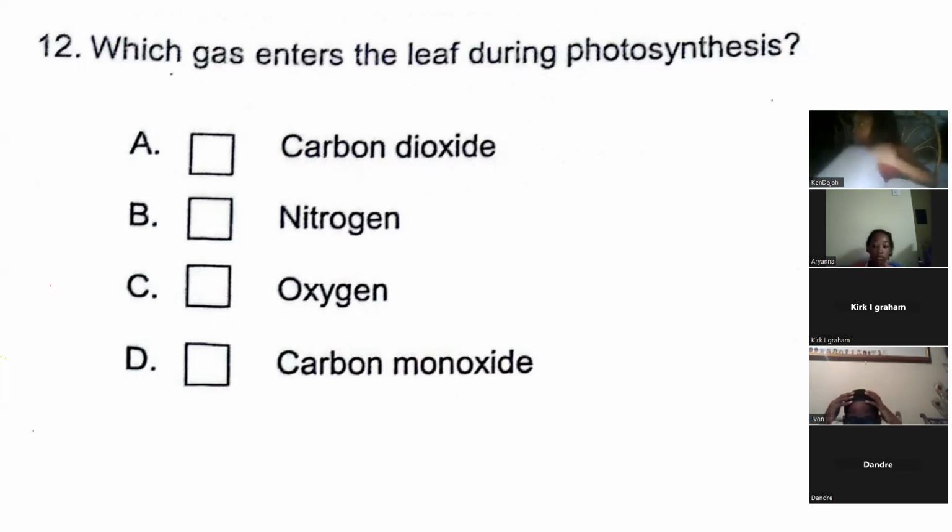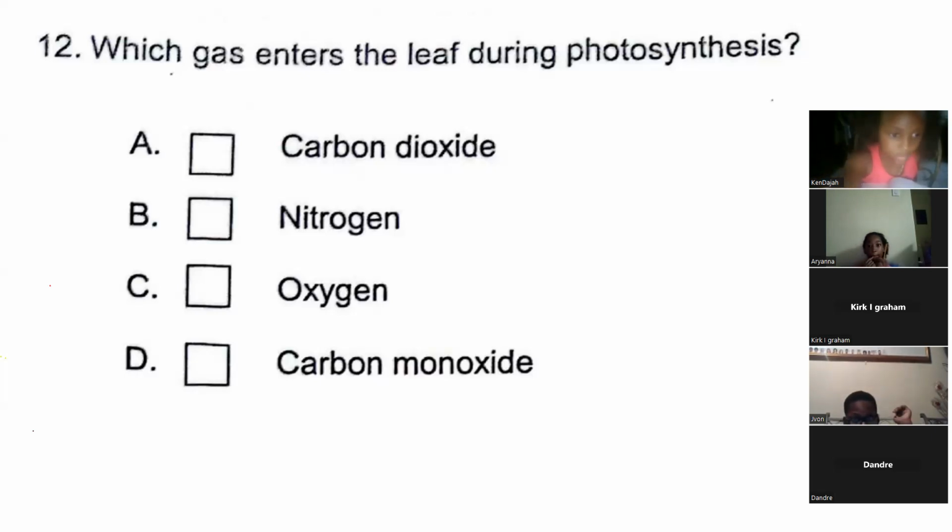Which gas enters the leaf during photosynthesis? A. Carbon dioxide. B. Nitrogen. C. Oxygen. D. Carbon monoxide. I think the answer is D. Nitrogen. No. Enters the leaf during photosynthesis. Carbon dioxide.